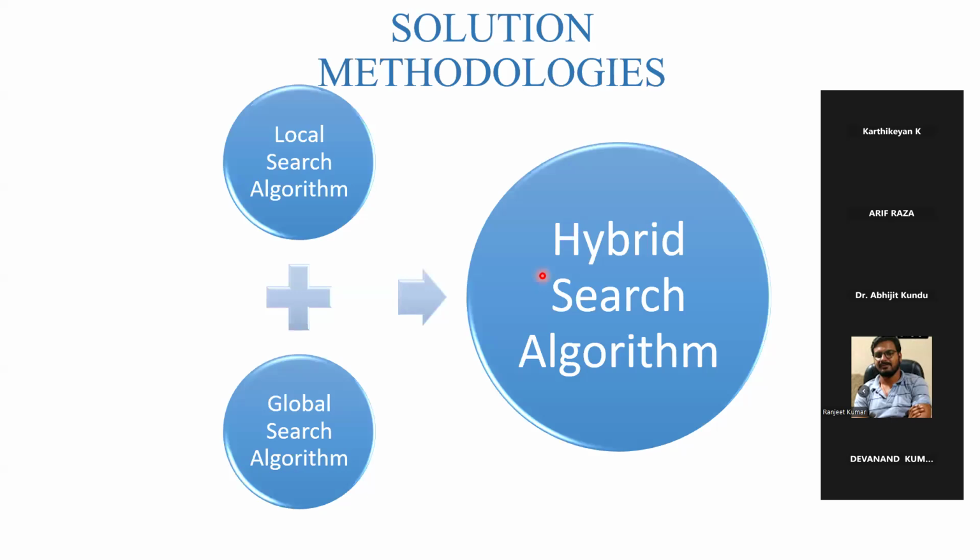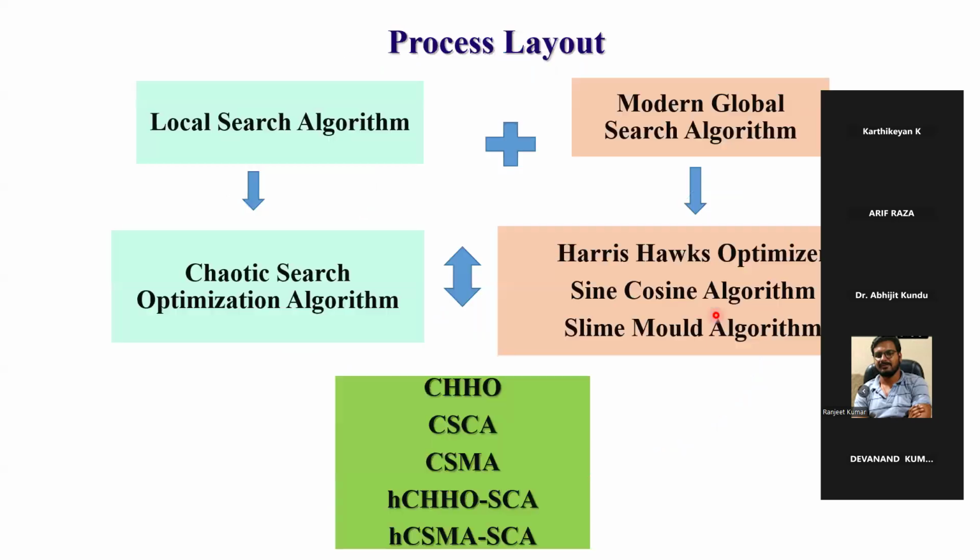As we saw in the previous slide, there are local search algorithms and global search algorithms. We mix those optimizers and make a hybrid search algorithm. Because if we make a hybrid search algorithm, our system can search the local position as well as the global position. So we create a hybrid search algorithm here.